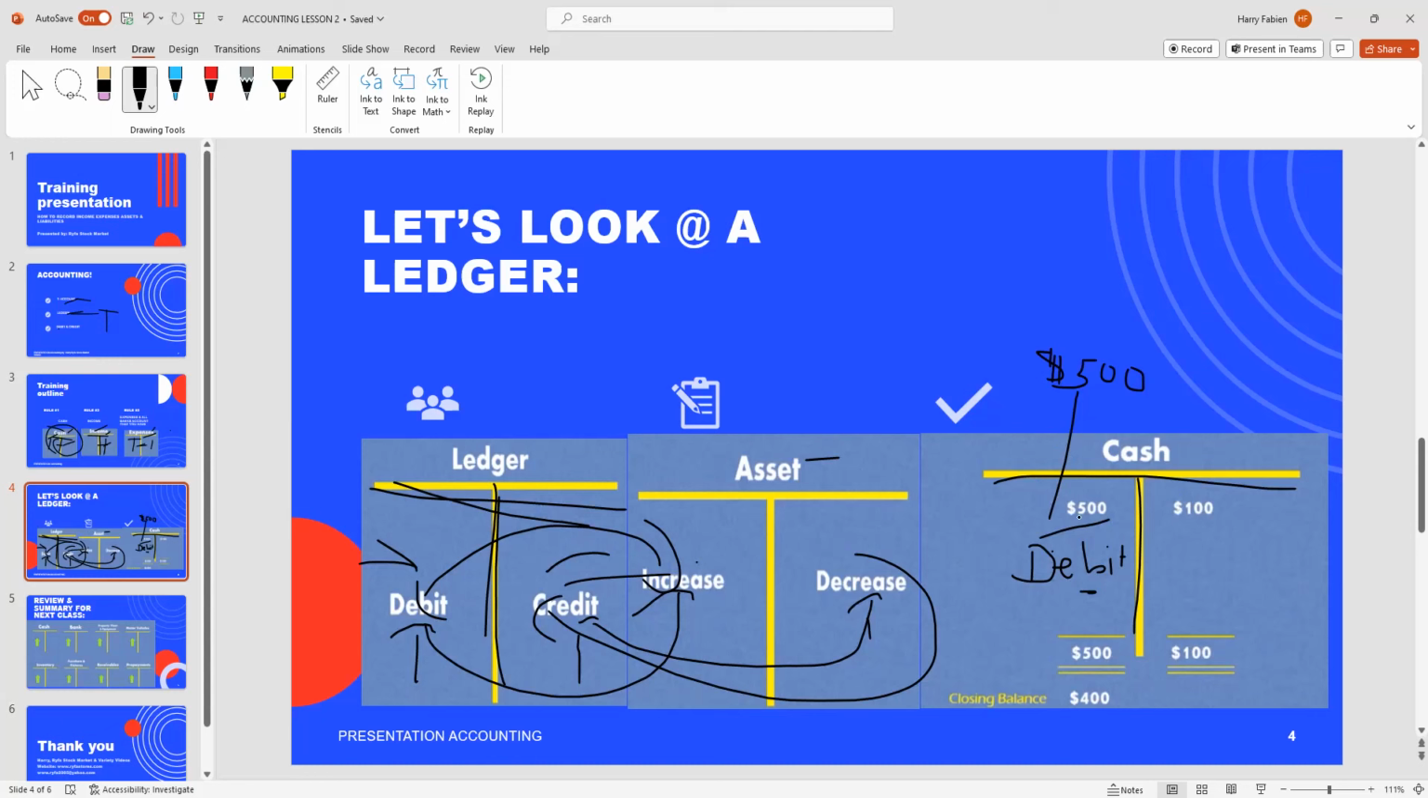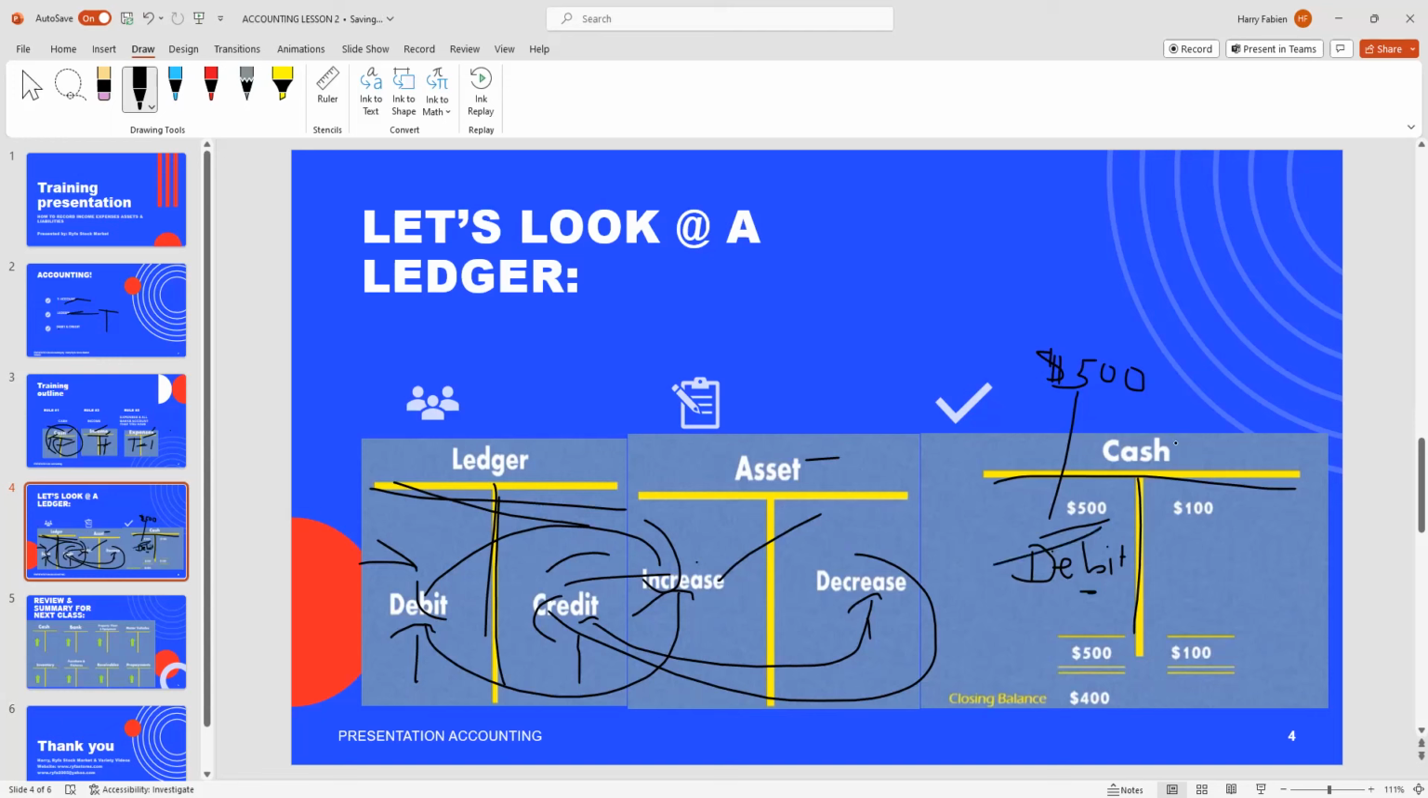So the $500 that you have received goes to the debit side, which is the increase, because it's money that you receive, but the whole goes to the debit. And then now, let's say that you buy something for $100 from that $500.